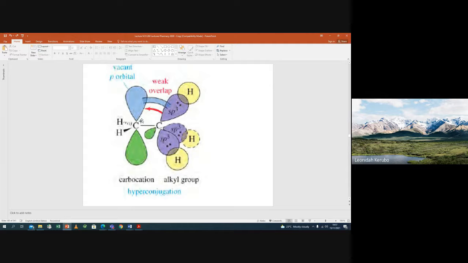So the positive charge is reduced. That is how the alkyl groups are able to stabilize the carbocations by donating electrons of the adjacent carbons through the covalent bonds.